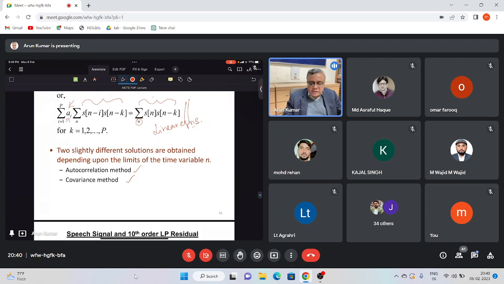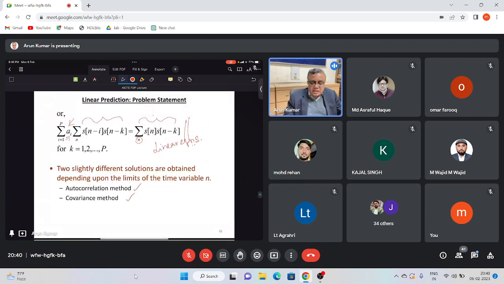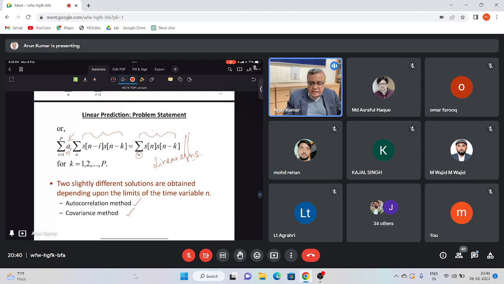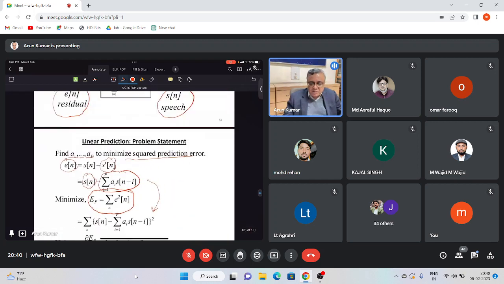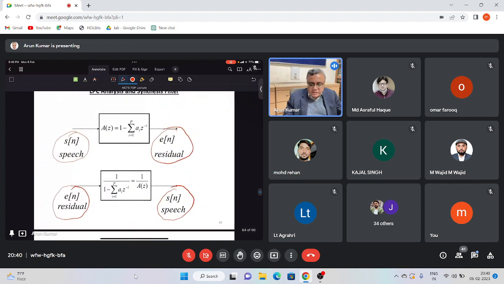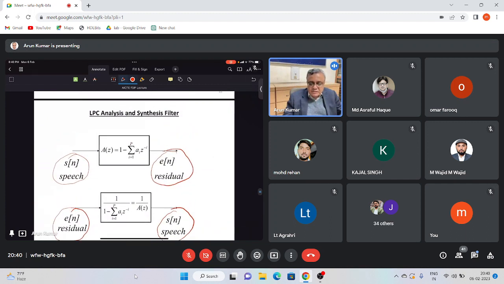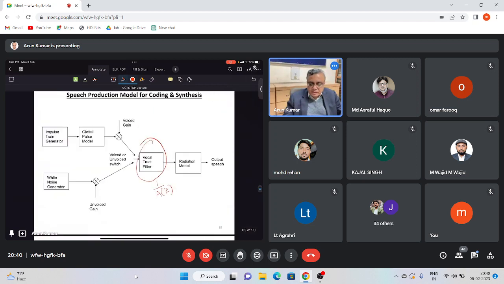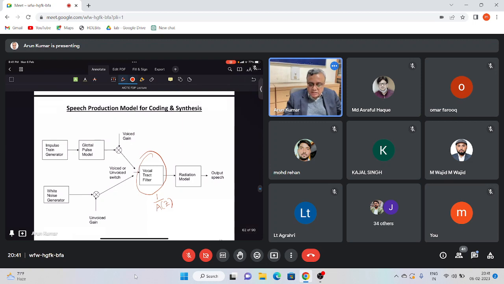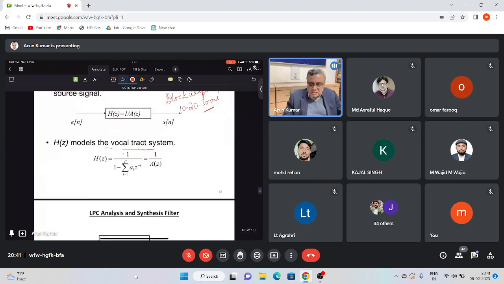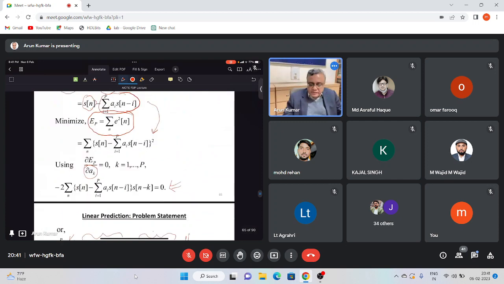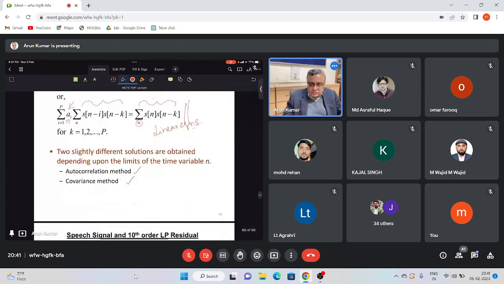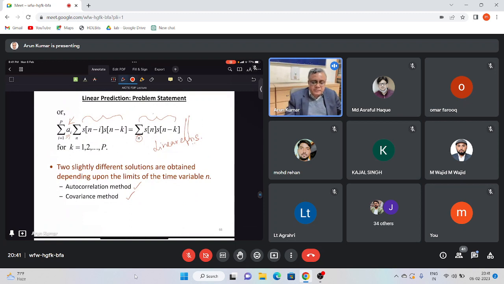Okay. So with this, then we can find the AKs, and therefore we can find the optimal all-pole filter, which in turn represents the vocal tract resonances which we use in the speech production model. So in a nutshell, this is how we can find the filter. Now let us briefly look as to what is an optimum value of P, that is the order of the filter.